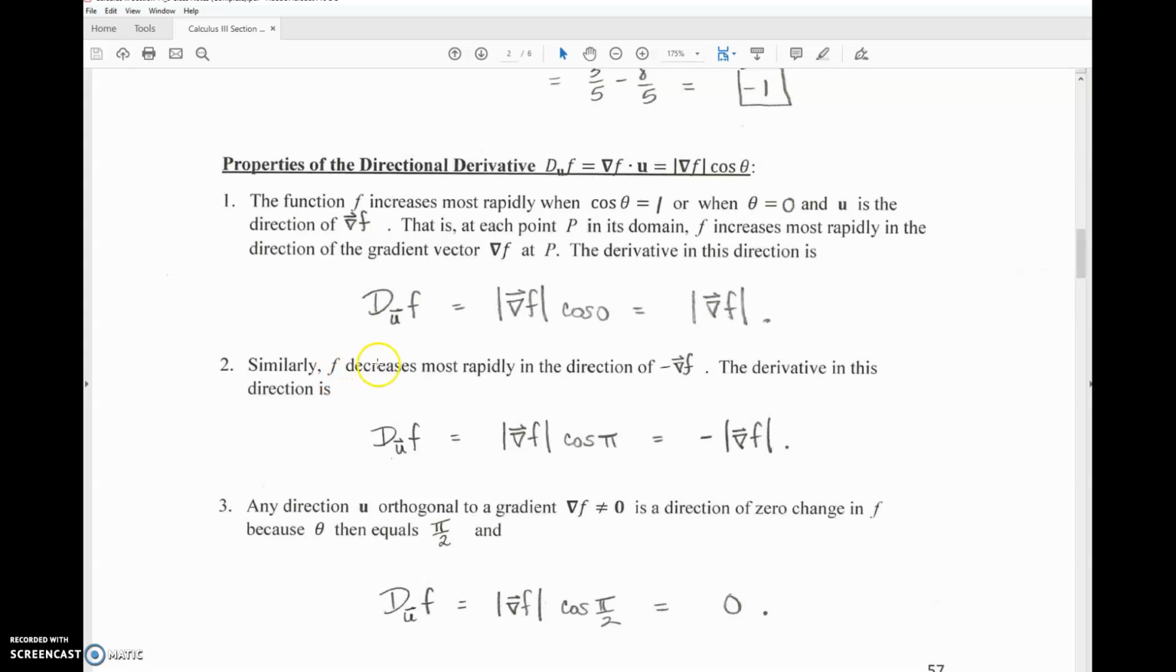So it's just the magnitude of the gradient of f. Similarly, f decreases most rapidly in the direction of the opposite of gradient f. The derivative of f in the direction of u is the magnitude of the gradient of f times the cosine of pi, we have an angle of 180 degrees between them. So that means we're going the opposite direction of u. It's minus the magnitude of gradient f.